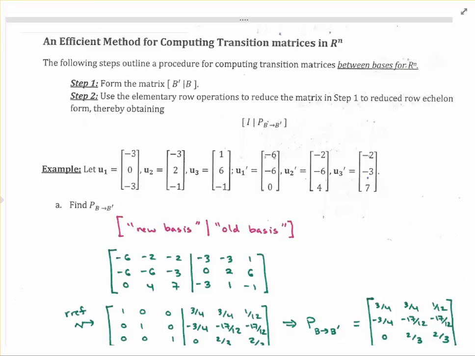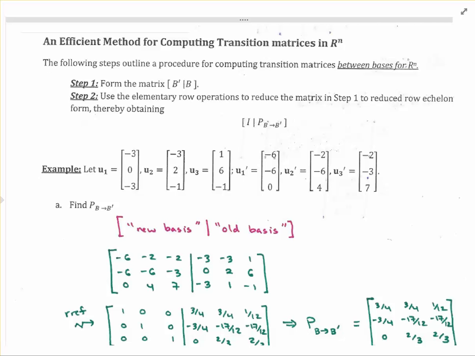It's Mr. C here, and we're going to polish off the rest of section 4.6, where we're going to look at a quick and efficient method for computing transition matrices in n-space. So it just boils down to two steps. Step one, we want to form an augmented matrix with the basis vectors from B prime on the left of the vertical bar and the basis vectors of B on the right of the vertical bar.